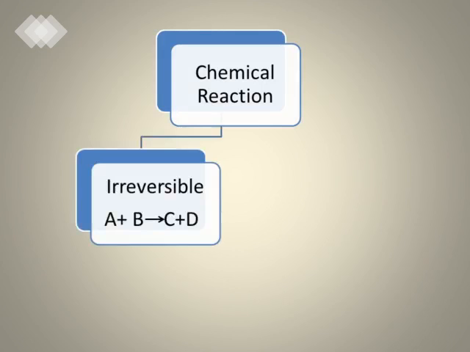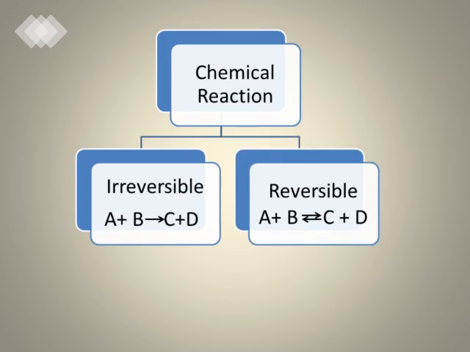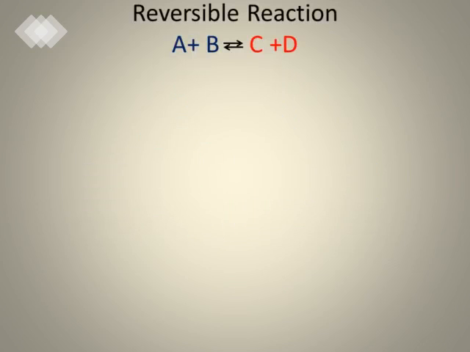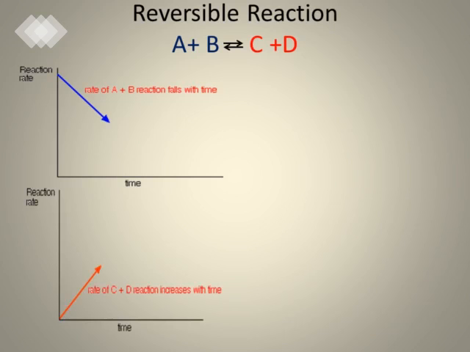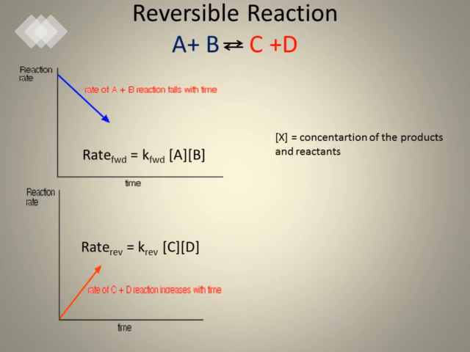Chemical reaction can be irreversible or reversible. In reversible reaction, the forward rate of reaction decreases due to the decrease in the concentration of the reactants as they are converted into products. Therefore, the rate of the reverse reaction is increased. Remember that rate of reactions for both forward and reverse reactions are given by this equation, where A, B, C, and D are the concentrations of the products and reactants respectively, and k is the rate constant.